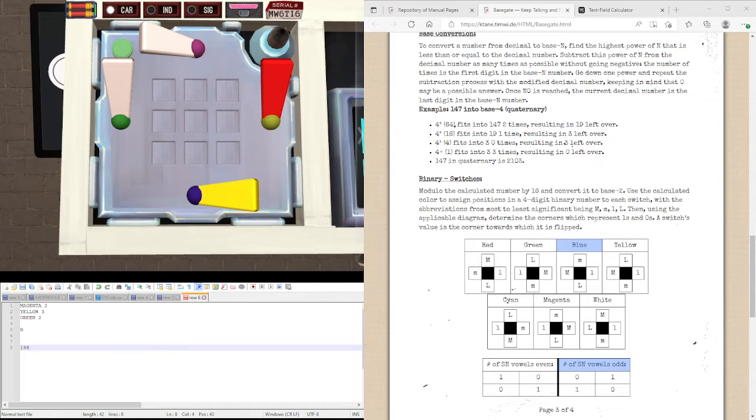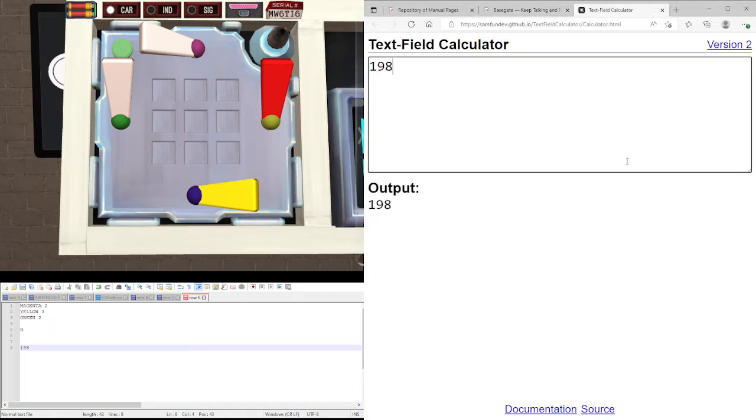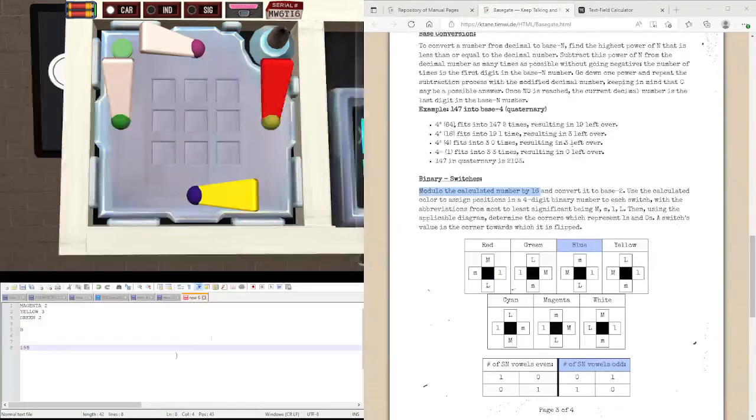First, we're going to calculate the number mod 16. So 198 mod 16 is 6. So we're going to be doing 6 in 4-digit binary, which is 0110.